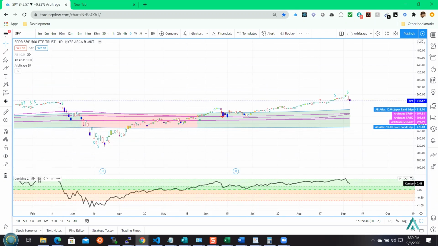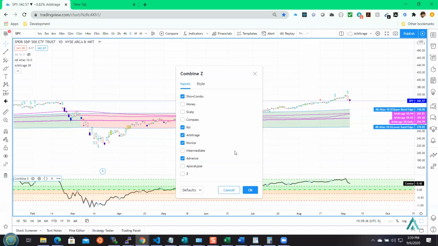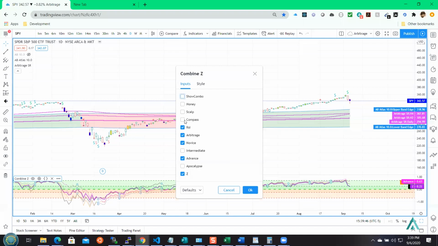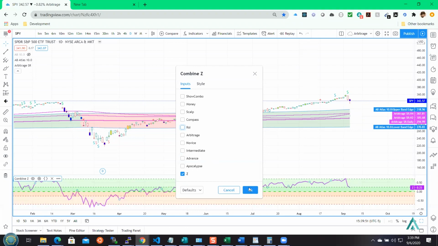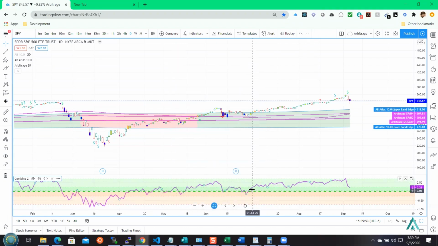Right? So that's combo Z. And of course, we still have regular Z. Regular Z is always regular Z. You can't combine that into it. Otherwise, you're doing double counting and you'll mess up your statistics. But Z primarily is my forecast. No matter what time frame I'm on, I usually have Z turned on.